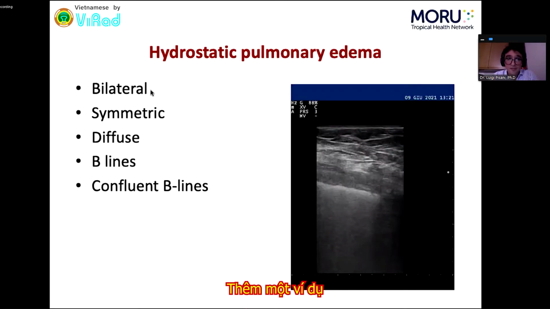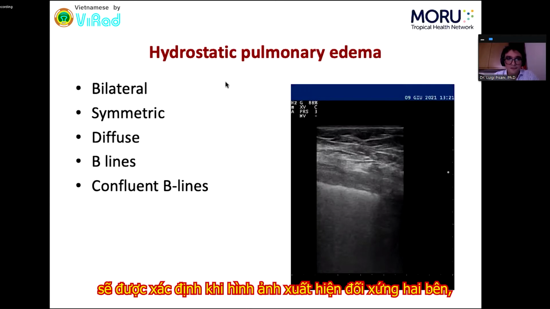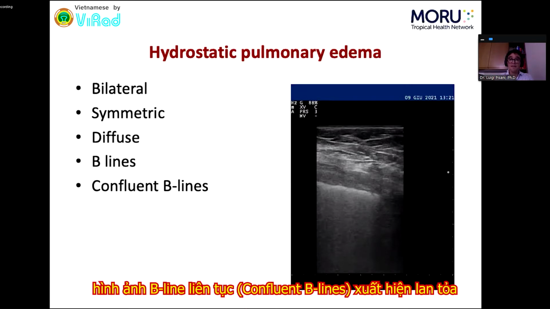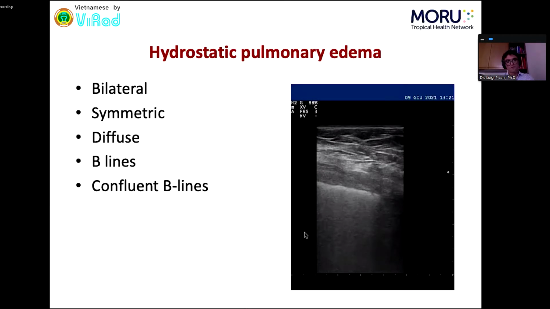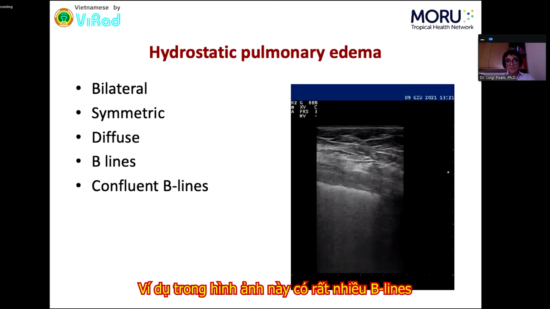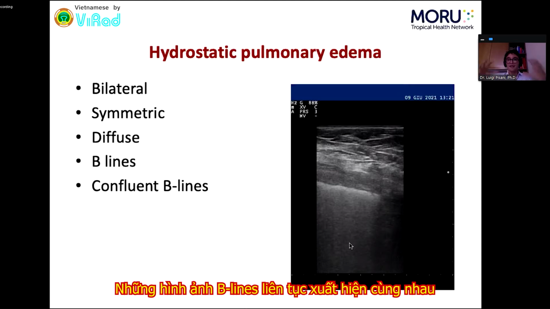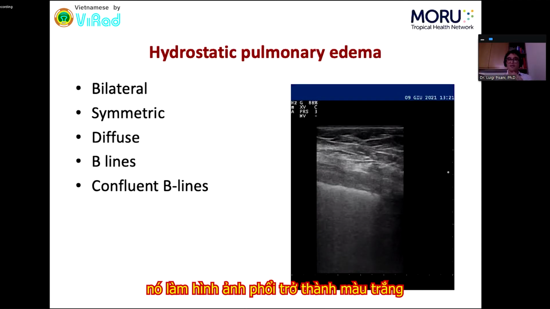For example, pulmonary edema will be classified when you have bilateral, symmetric, diffuse B lines, with often confluent B lines. For example, in this image, you have so many B lines that they are confluent together and they appear like a white lung.